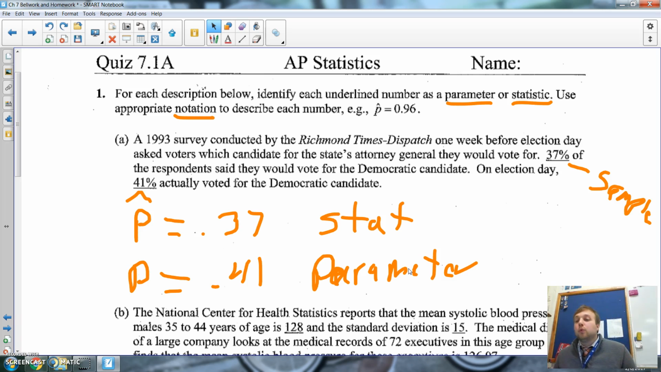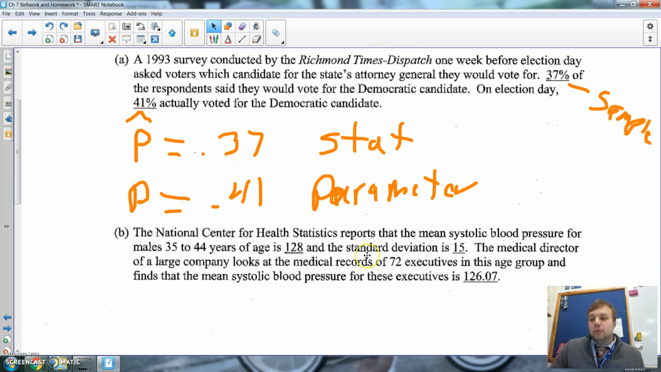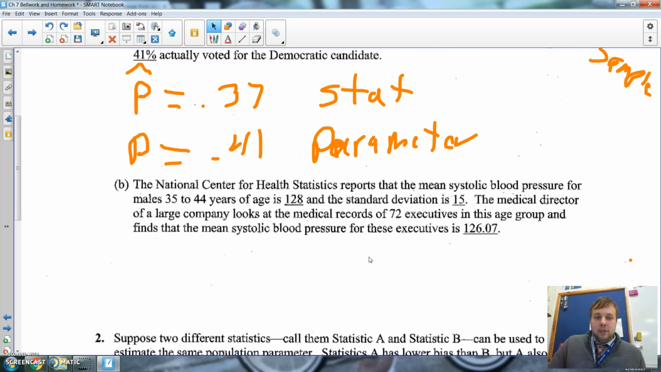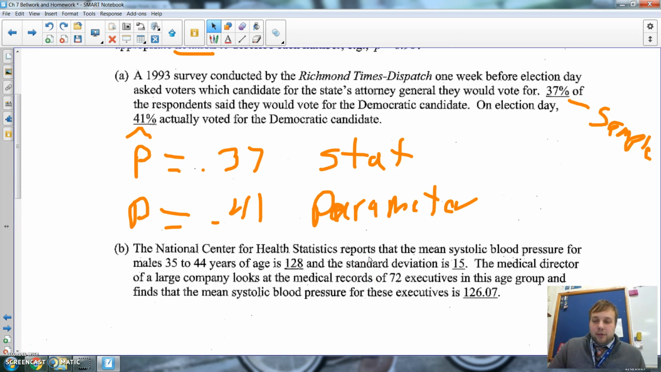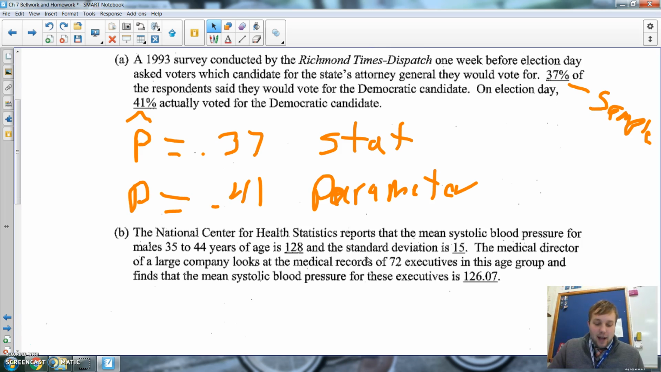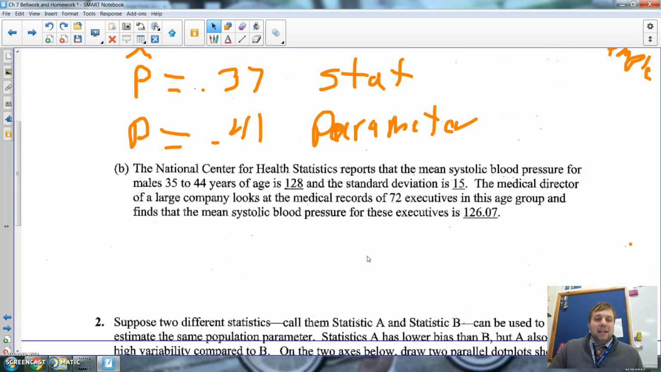Sorry, I know it's really bad writing, but you'll live. No one's dying because of my writing. All right. Any questions there? Good. All right. Moving on to question B.